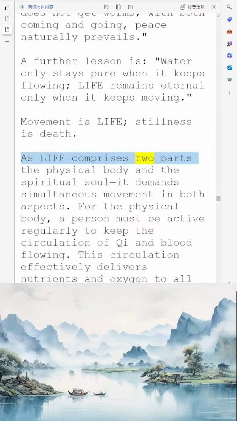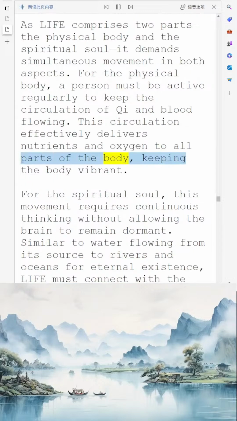As life comprises 2 parts, the physical body and the spiritual soul, it demands simultaneous movement in both aspects. For the physical body, a person must be active regularly to keep the circulation of qi and blood flowing. This circulation effectively delivers nutrients and oxygen to all parts of the body, keeping the body vibrant. For the spiritual soul, this movement requires continuous thinking without allowing the brain to remain dormant.